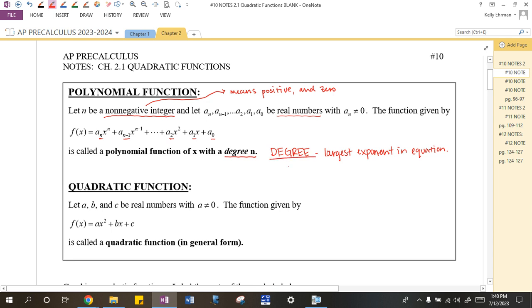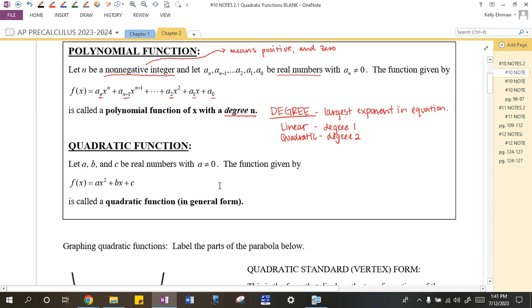So we have already talked about linear functions. Linear functions are just polynomial functions, degree 1. So think of polynomial functions as the big umbrella. Linear is a specific type. And today we're going to be talking about quadratic functions, and those are degree 2. Now we talked about cubic, which are degree 3. We talked about those in transformations a little bit, but today's focus is quadratics.